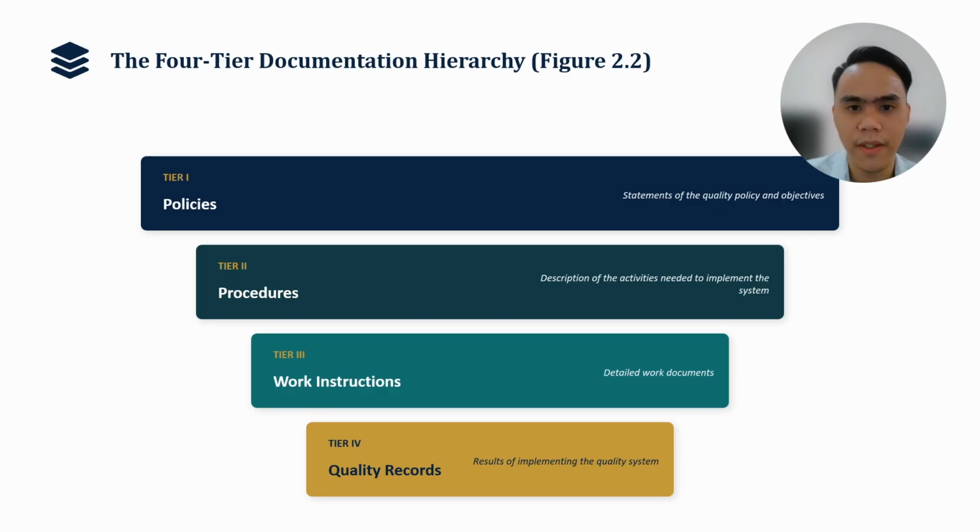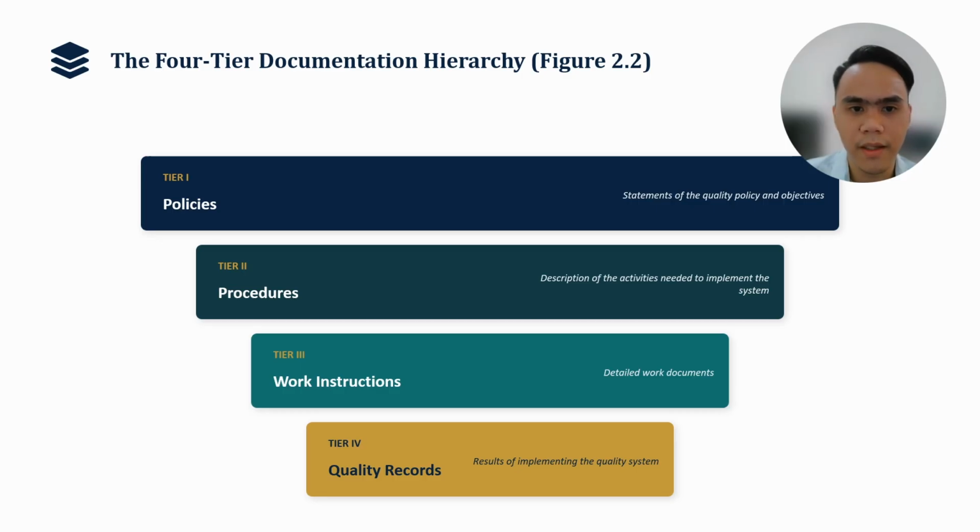Visually, this is often drawn as a pyramid because there's typically one overarching policy, a moderate number of procedures beneath it, more work instructions beneath those, and potentially a large volume of quality records at the base. The volume of documents generally grows as you move down the tiers, even as each individual document becomes more narrowly scoped.